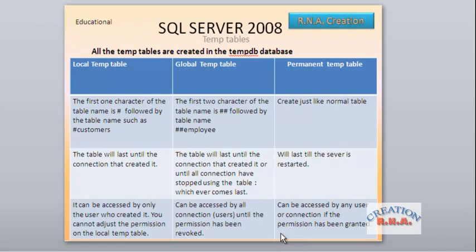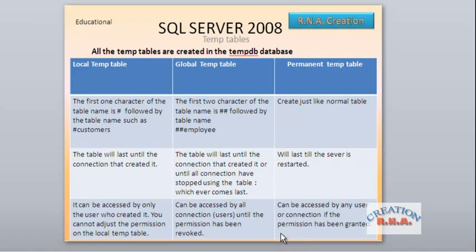The local temp table will exist as long as the connection that created that table is there. Once that connection is disconnected or the user logs out, that temp table will get deleted from tempdb. While the global temp table will last until the connection that created it, or until all the connections have stopped using the table, whichever comes last. The permanent temp table will be there till the server is restarted or rebooted.